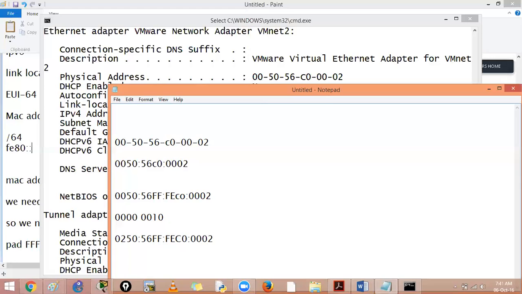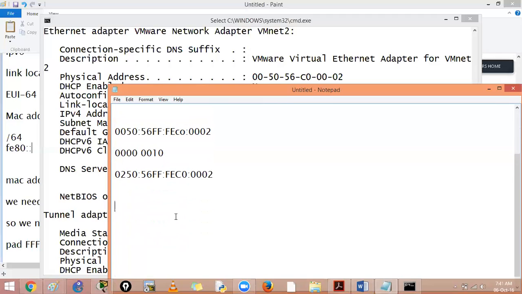And if I say I want to write it over here like this, I will say FE80 colon. Now these preceding zeros will be gone, so I will write 250 colon 56FF colon FEC0 colon 2. And after that, Microsoft will add something called a percentage sign over here. But understand that this is not a part of your IPv6 address. That is just for Microsoft to use. So don't think that it is part of your IPv6 address.